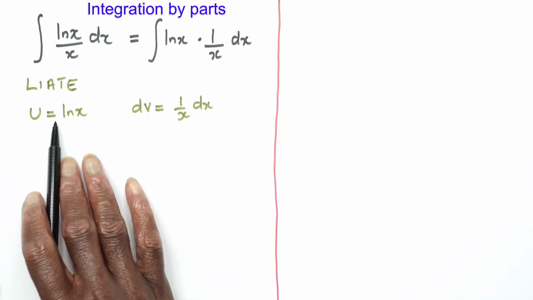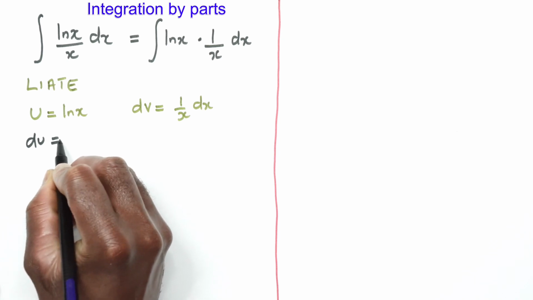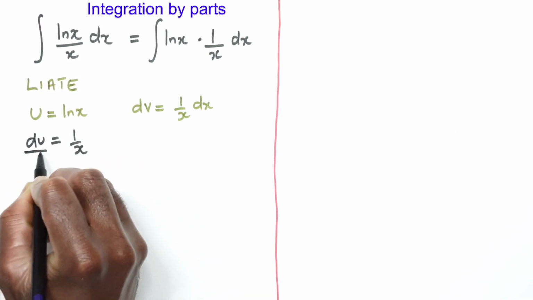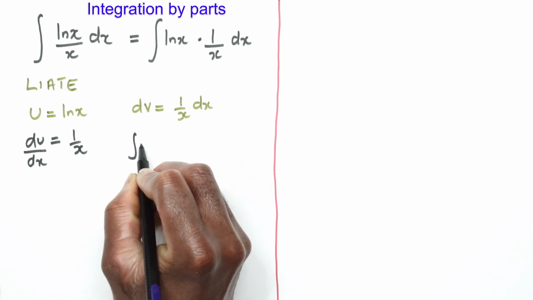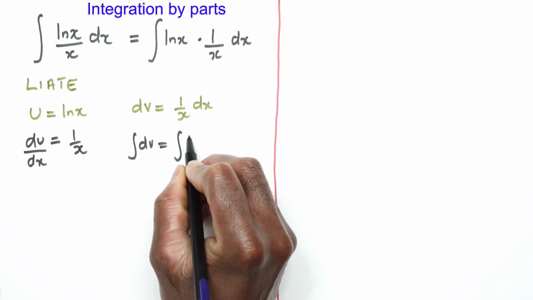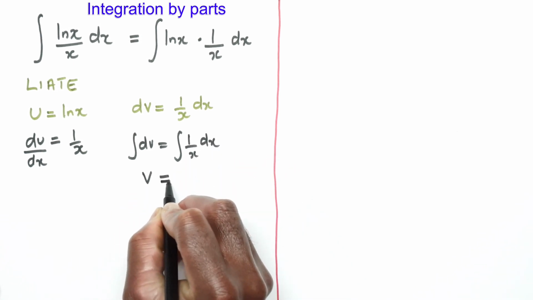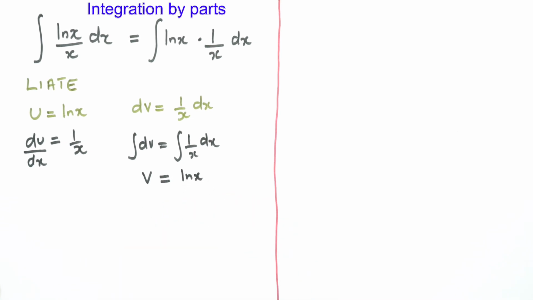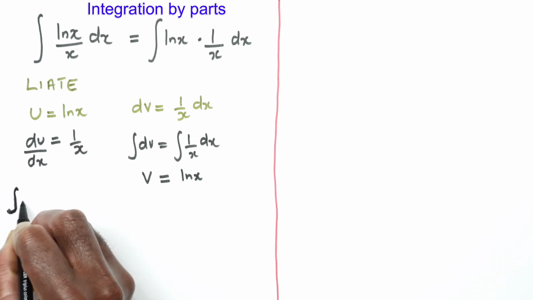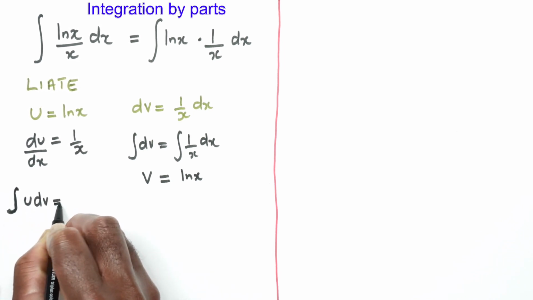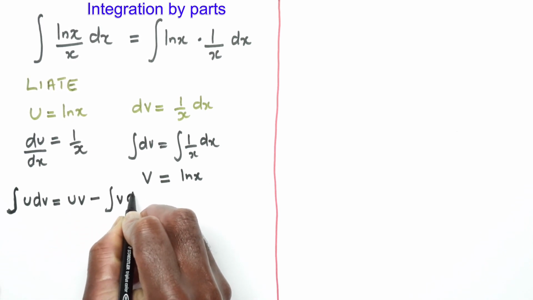So what we're going to do is find du, because we're going to replace dx. So du over dx will be equal to 1 over x. With dv, I'm going to integrate it. So the integral of dv equals the integral of 1 over x dx, and this will give v equal to ln x. And I'm going to write the integration by parts formula: the integral of u dv equals uv minus the integral of v du.